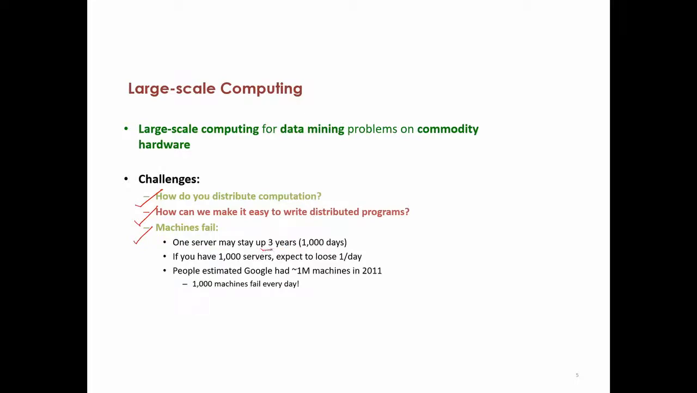Let us say this time is about 3 years, so about 1000 days. So if you have about 1000 servers in your data center, you will lose on an average one server per day. So that is the problem. As your servers scale up, or as your computation scales up, you see that some of the servers will routinely fail. So this is not a one-off problem anymore. This is a routine problem.